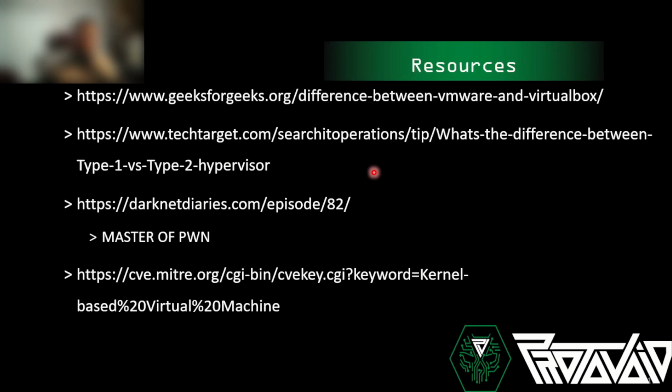Resources. So, you have the geeksforgeeks.org. This is where I did the difference between VMware and VirtualBox. Just easier that way when somebody else compares it for you. And then here's that Tech Target. These are the Type 1 and Type 2 hypervisors. This one goes into so much detail. I learned a lot more about the hypervisor process just doing this one video than I had using virtual machines for the last I don't know how many years.